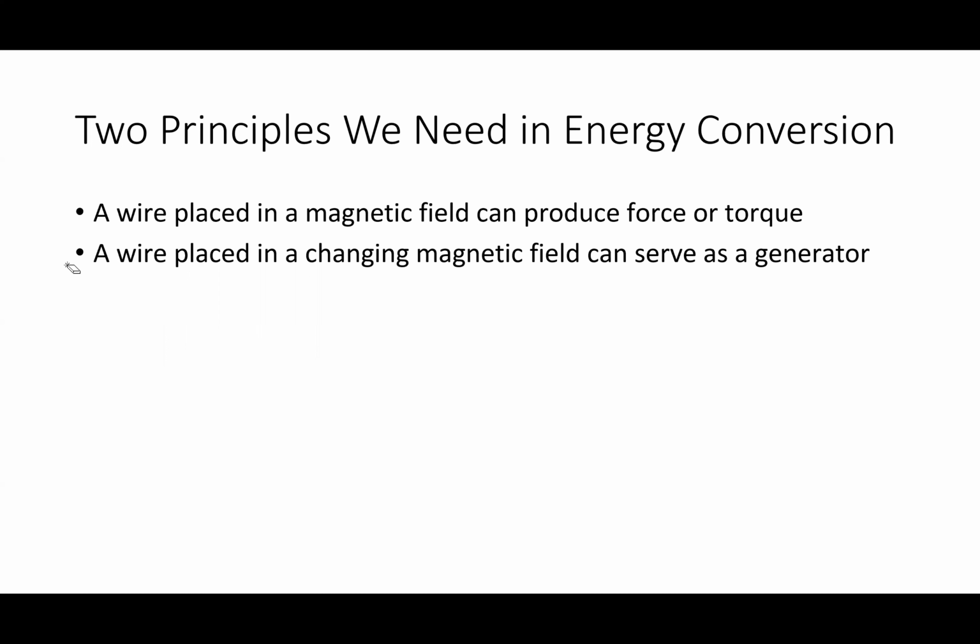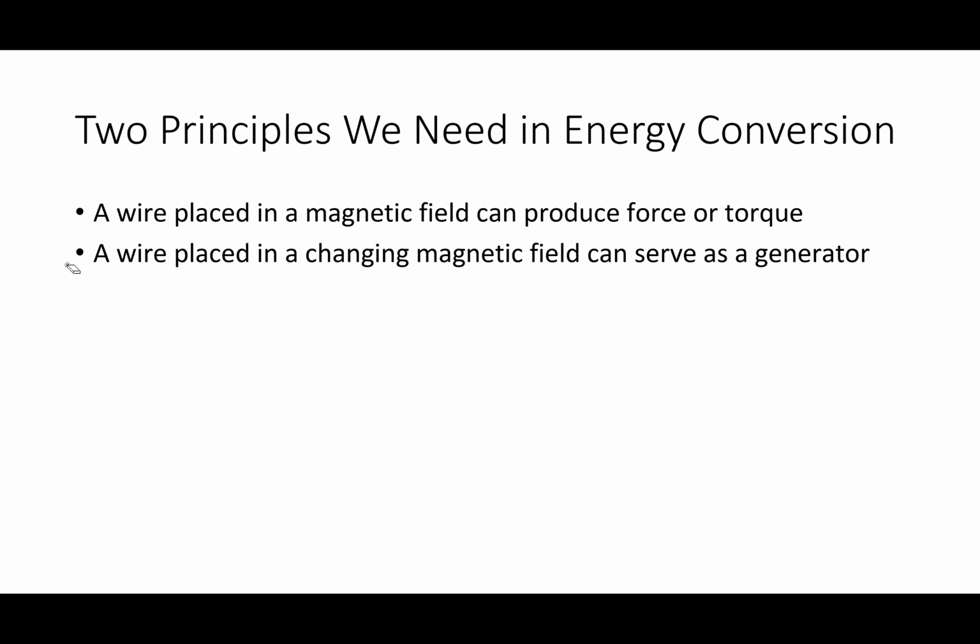All right. Anyway, there are two principles I said I'm going to keep coming back to that I need in any of these energy conversion problems. A wire in a magnetic field can produce a force. We haven't really talked about that one yet, but you know it. F equals I cross B. You saw that in physics, and you probably saw that in fields too.